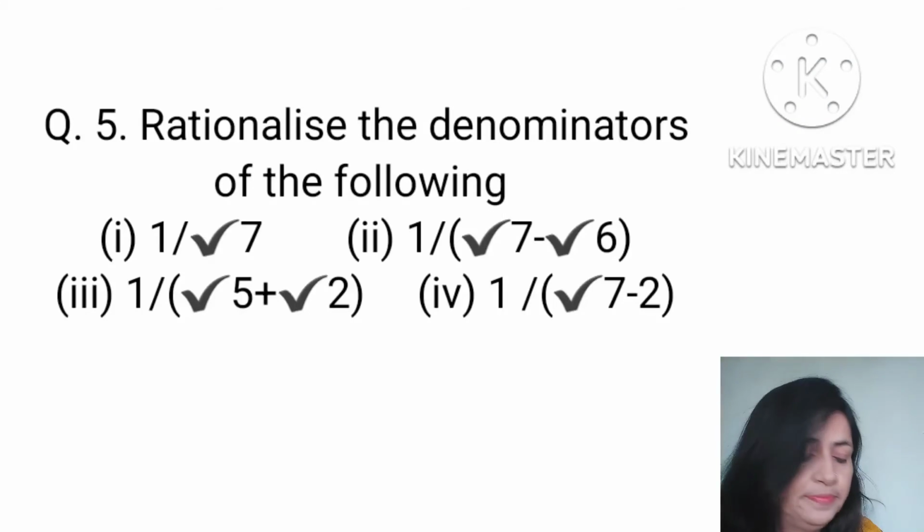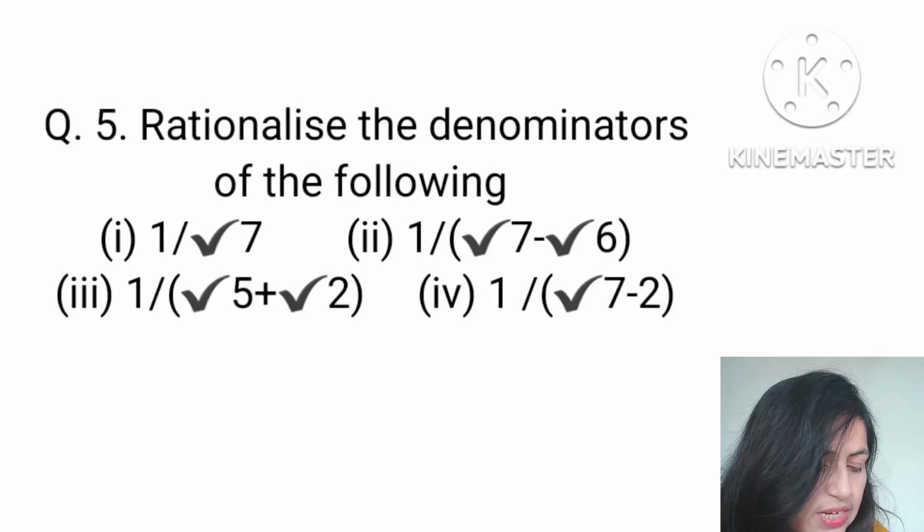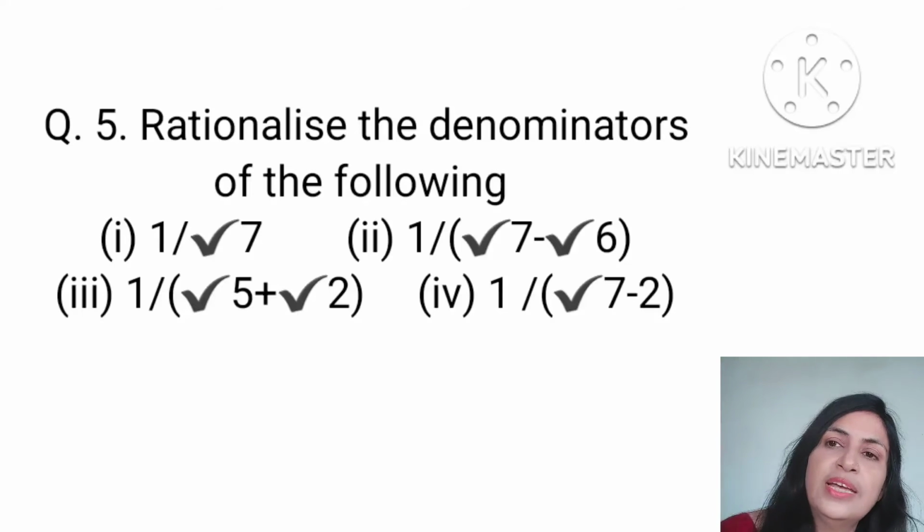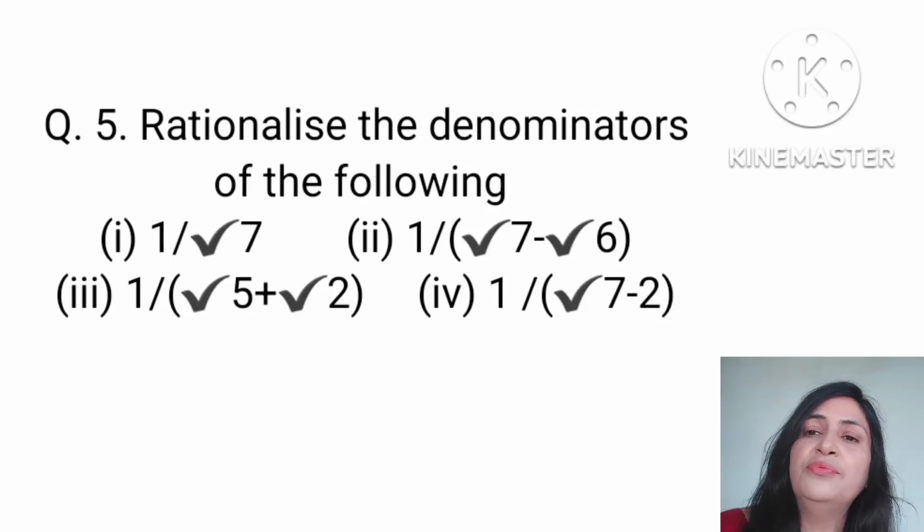Question number 5. Rationalize the denominators of the following. 1 by root 7. To rationalize, we multiply the numerator and denominator by root 7. Then we get 1 by root 7 into root 7 by root 7, so root 7 by 7. That is the answer.